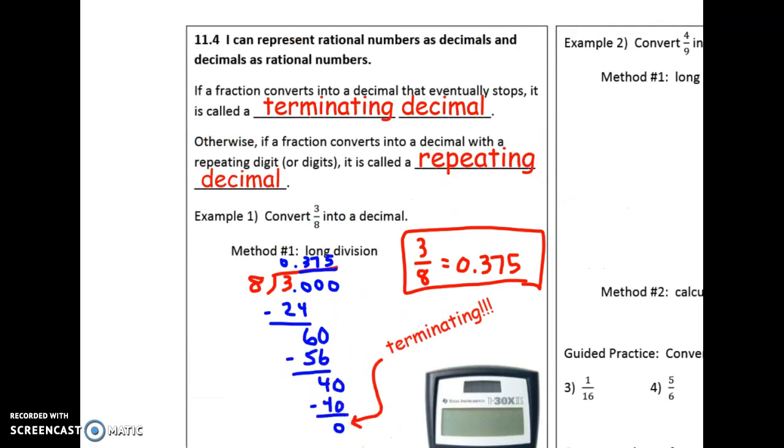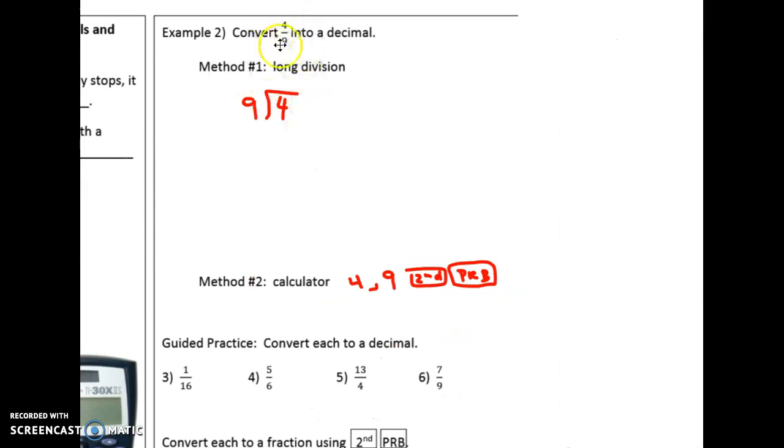So, moving on to our second example, I want you to convert the fraction 4/9. Well, 4/9, remember, means 4 is being divided by 9.